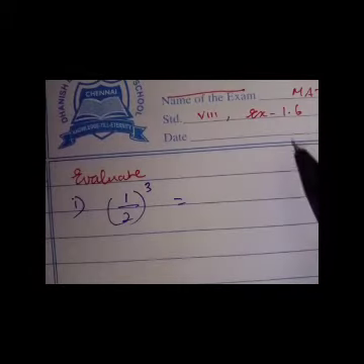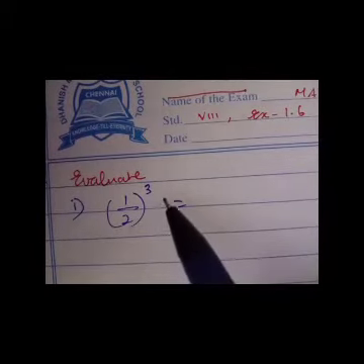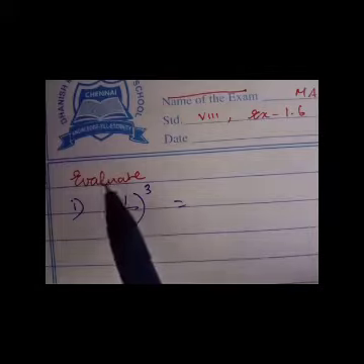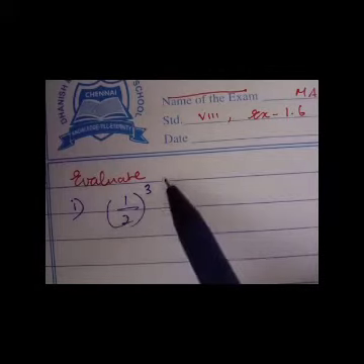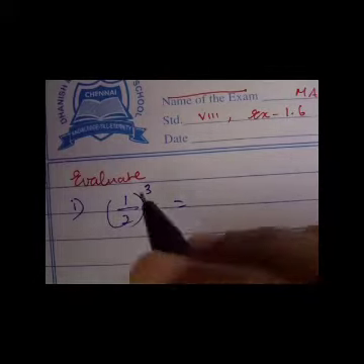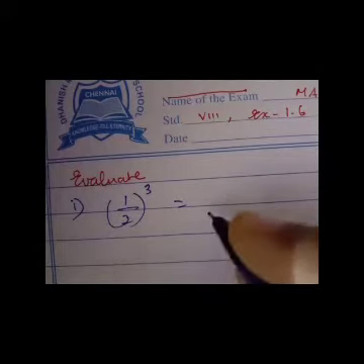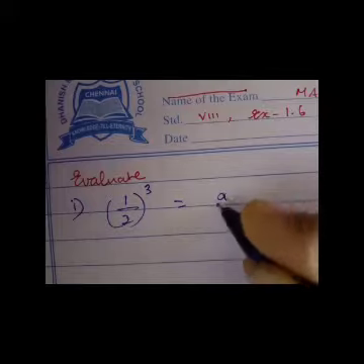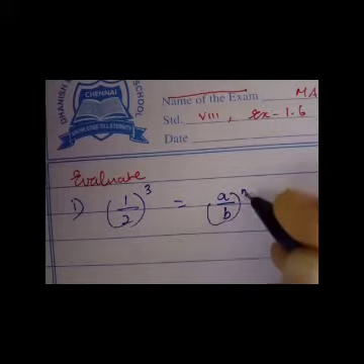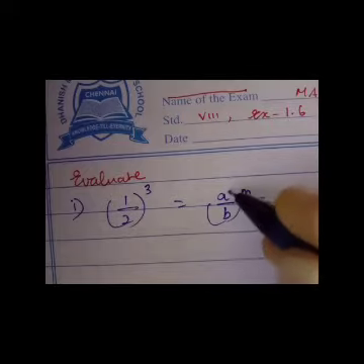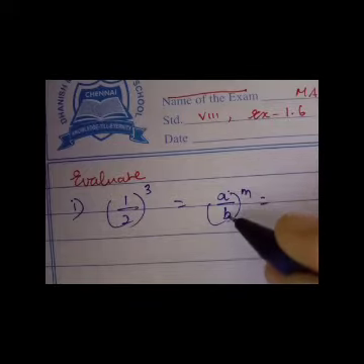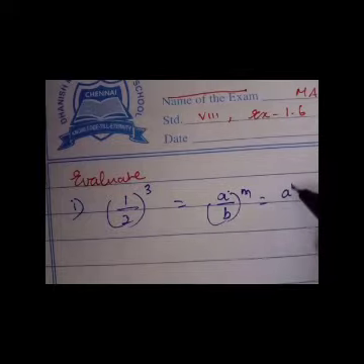Now let's see exercise 1.6. Your first question is evaluate 1 by 2 the whole power 3. First see in which rule it is. It is in the power of the quotient rule. Therefore write that a by b the whole power m is equal to, what is the power of the quotient rule? a power m by b power m.